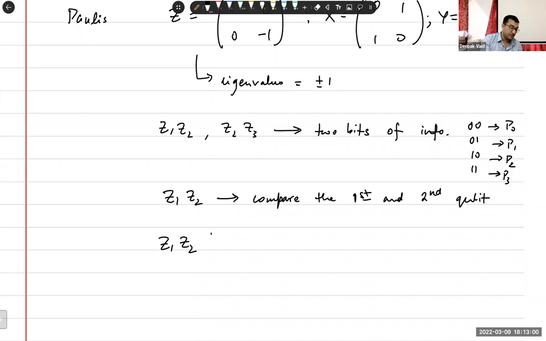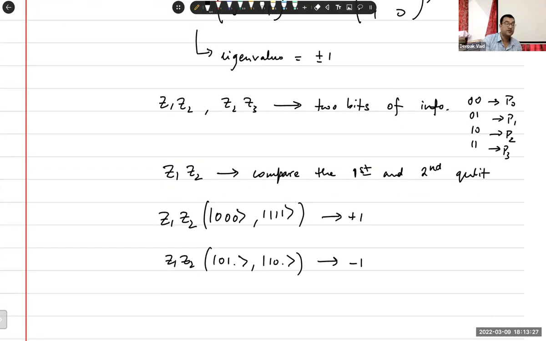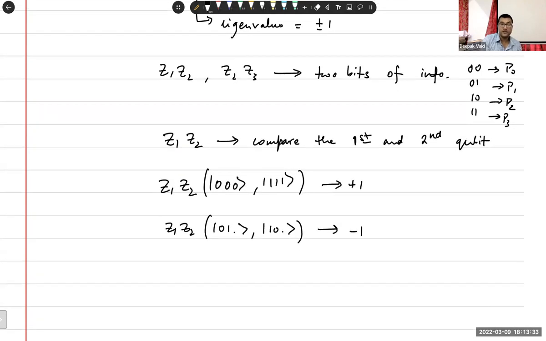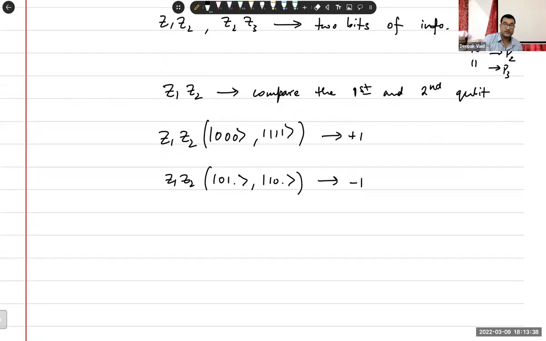Because let's take Z1, Z2 and act on the state 0, 0, 0 or on the state 1, 1, 1, right? What will be the eigenvalue? Plus 1. And if the first two qubits are different, then the eigenvalue will be minus 1, right? So the result of Z1 Z2 gives us a comparison of the first and second qubits.